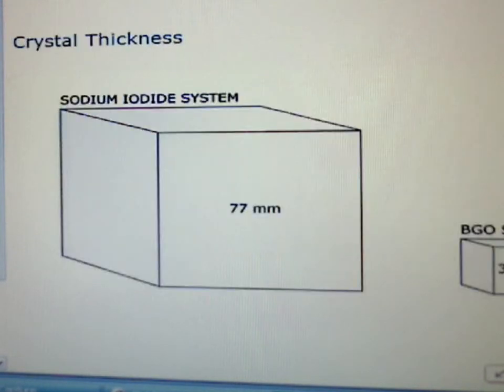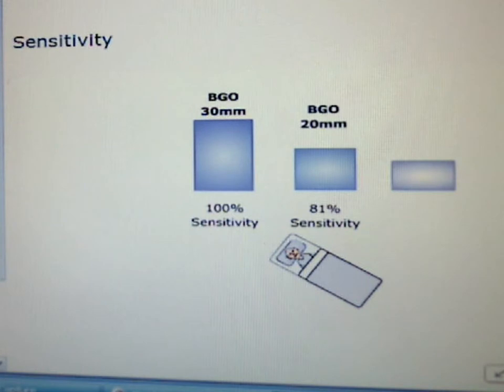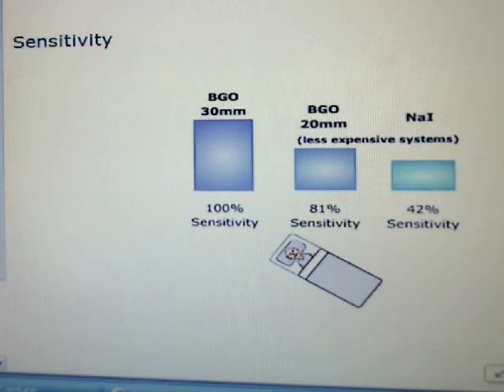All things being equal, a sodium iodide system would require a crystal thickness of 77 millimeters to have the same sensitivity of a BGO system with 30 millimeters crystal thickness. Taking the 30 millimeter BGO crystal as 100% of sensitivity, we have for identical crystal surfaces a drop to 81% for 20 millimeter BGO systems, as used in some lower priced imagers, and only 42% for sodium iodide systems.